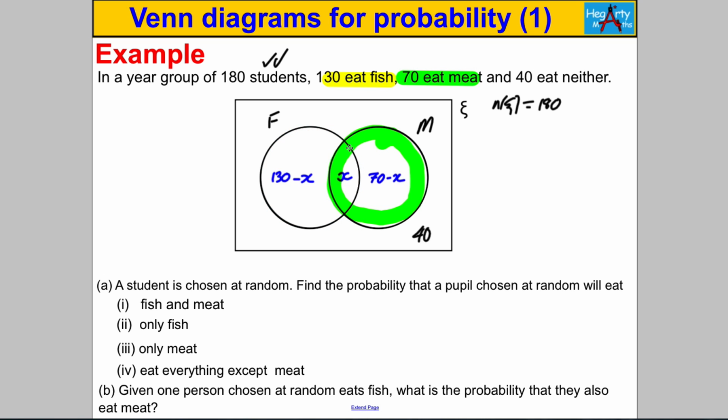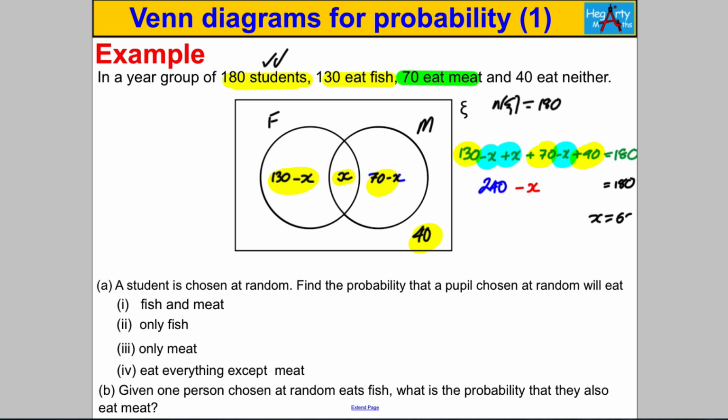Alright? Now that is a useful labeling of the diagram because we know for sure now that if we add this, this, this and this, it must add up to 180. So let's write that equation up here and solve it for X. And we get ourselves that X must be 60. So now we can label this diagram. If that's 60 there, this must be 130 subtract 60, which is 70, and this must be 70 subtract 60, which is 10.